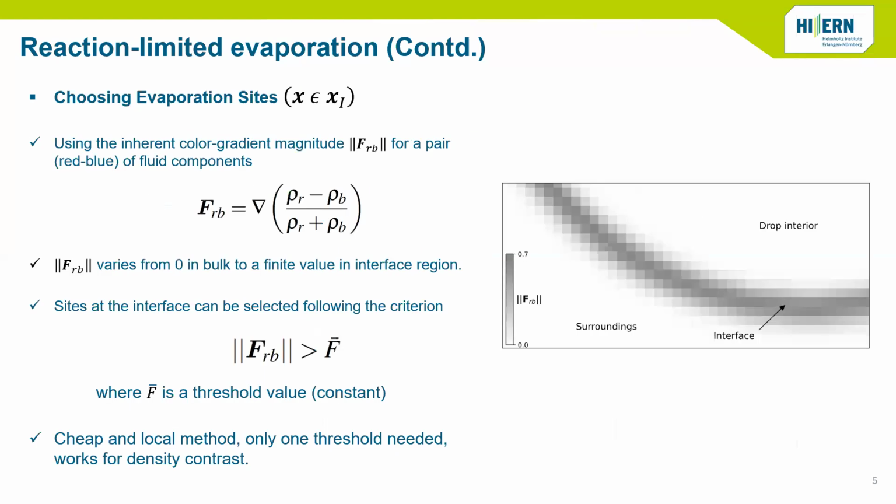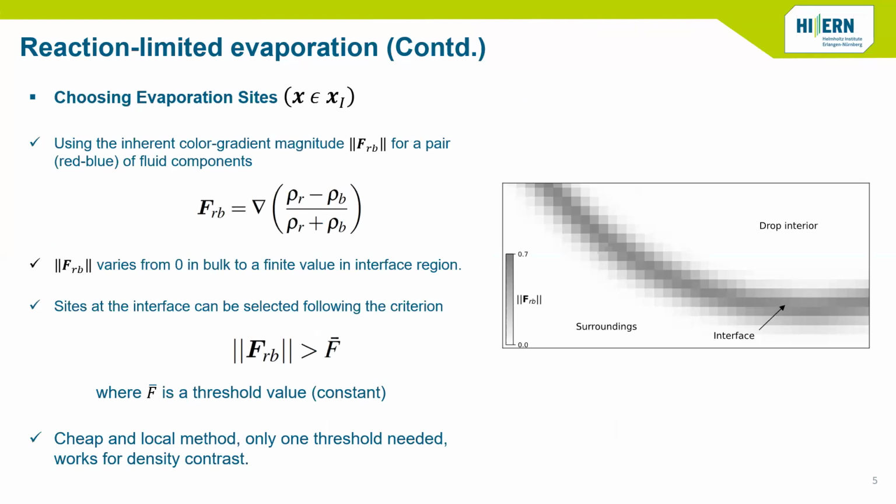Okay, the next important question is, how do you select the sites at the interface? In the color gradient model, you have this parameter called the color gradient. This is a vector, and here I'm showing you the magnitude of this color gradient vector. This is for a spherical interface, the same thing you saw in the last slide. It has a value of 0 in the bulk regions and goes to some maximum value across the interface region.